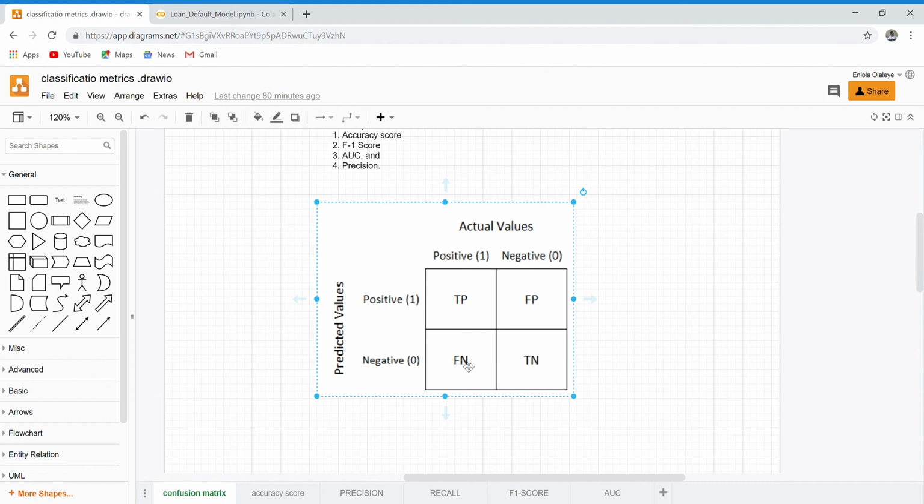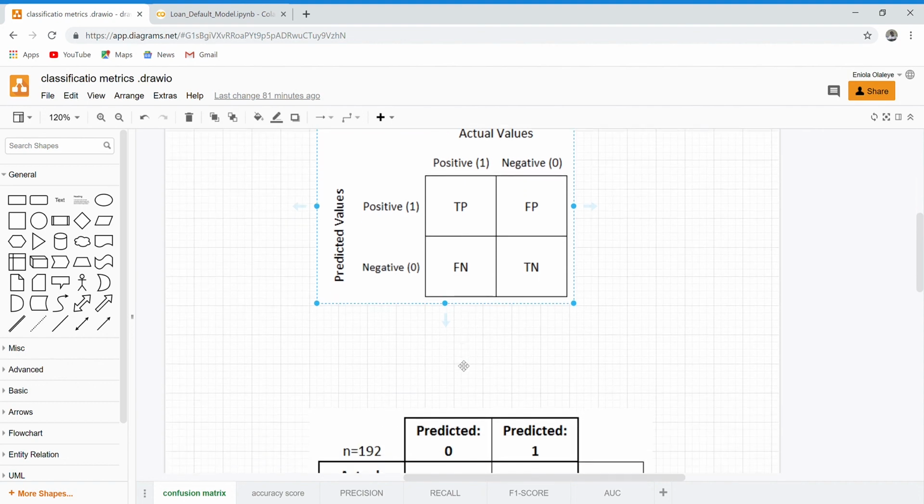So what of false negative? False negative is when the actual class is 1 but it predicted 0. So the actual class is 1, that is true, but it predicted 0. It predicted 0, that's the negative. The actual class is 1, true, but it predicted 0, false. For example, if a patient has cancer and our model says no, he doesn't have cancer, that is false negative.